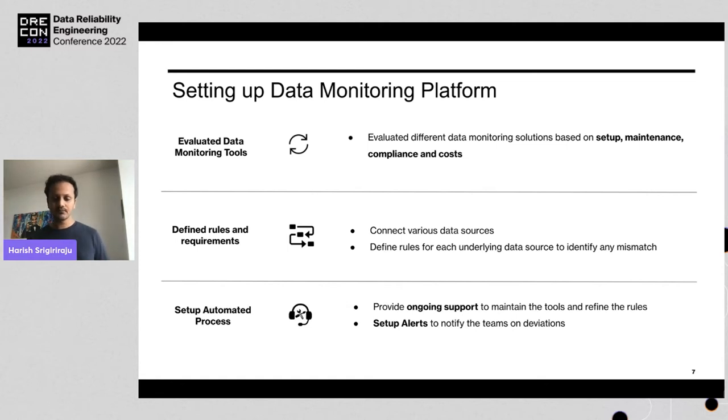And lastly, I think it's really important to set up automated processes. So provide ongoing support to maintain any of the tools that you use, and constantly you have to refine the rules. Let's say you set certain rules initially, you realize that there are some edge cases that you didn't think through before. Now you have to constantly refine the rules as you see more and more types of data, different data. And also an important aspect of this automation is setting up alerts.